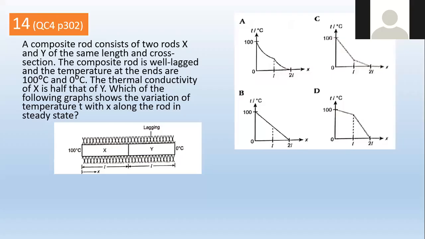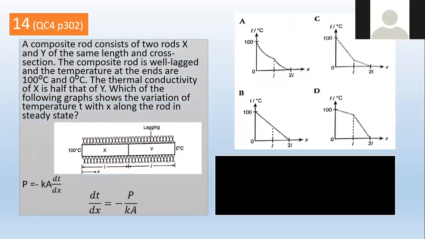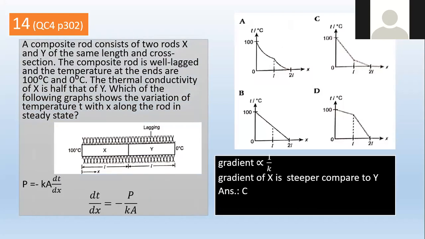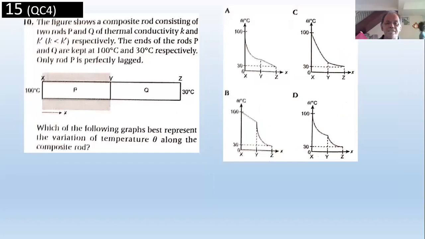Okay, next question, can, ready, sir. This one is, if it's lagged, it's a straight line. If it's unlagged, it's a curve. That's all.